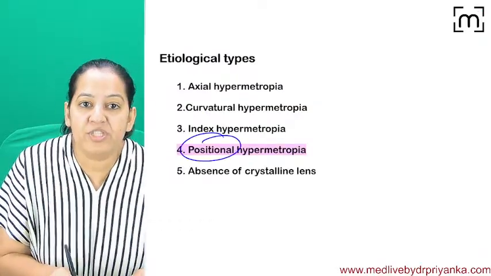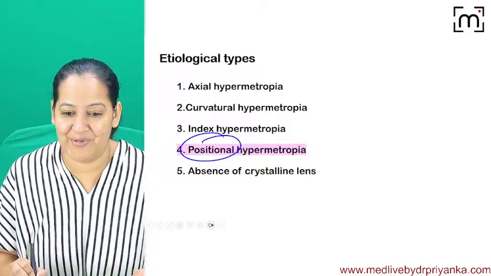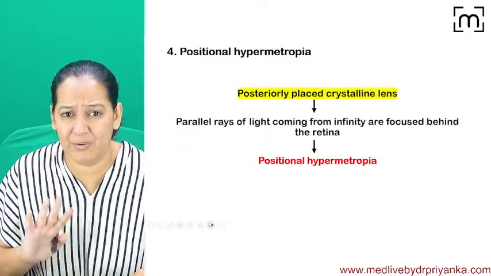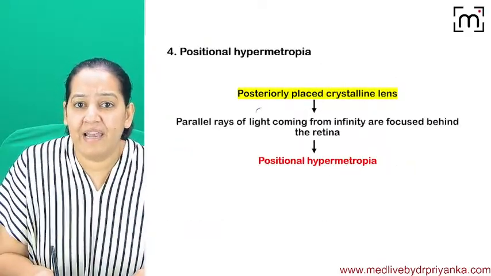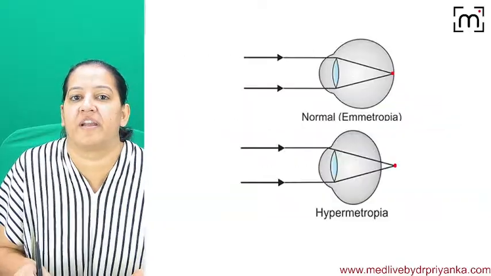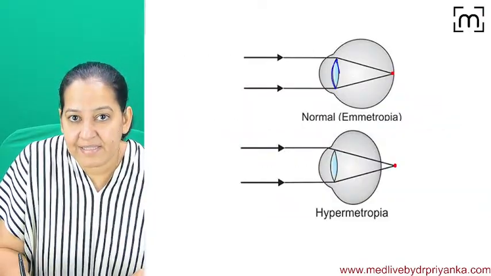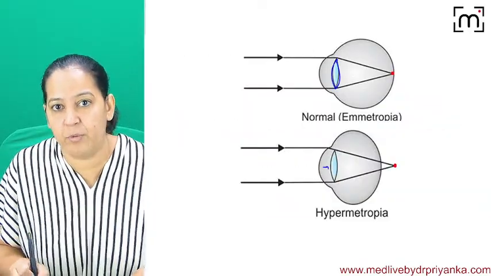The fourth one is positional hypermetropia. The name itself depicts its meaning, you don't have to learn it. So what is happening here? The lens is shifted posteriorly. Now see here, lens, and here the lens is shifted a little bit posteriorly.